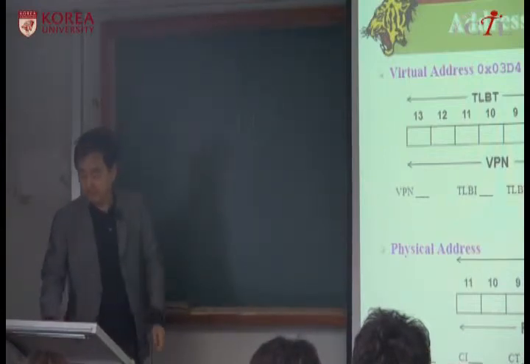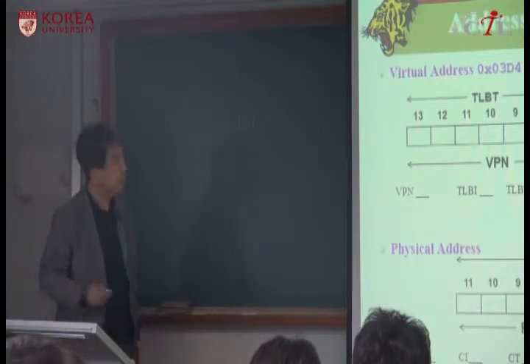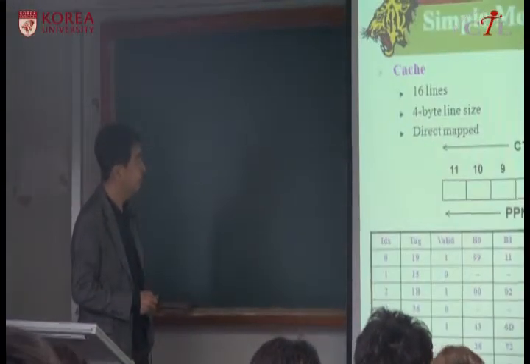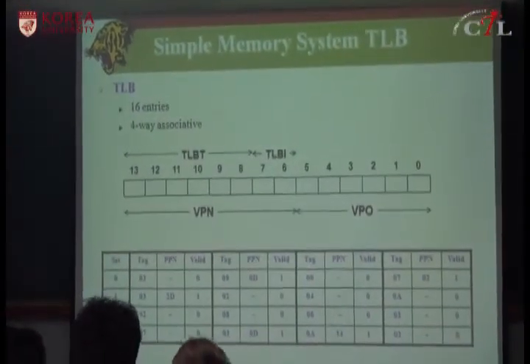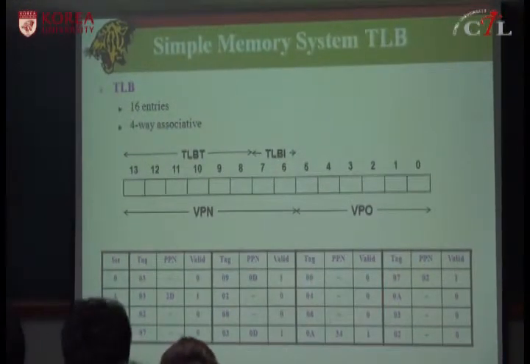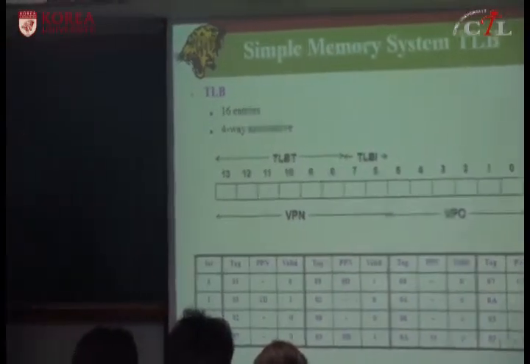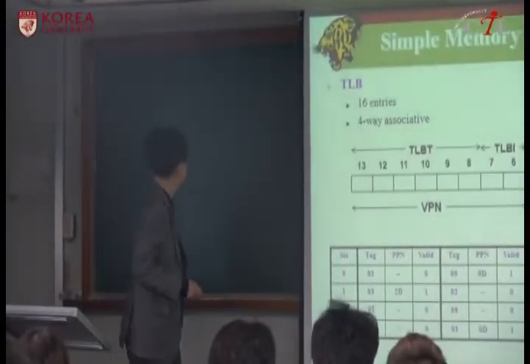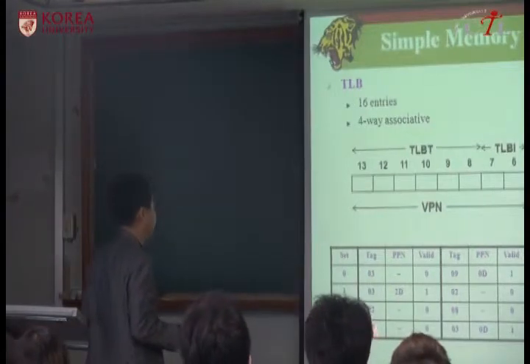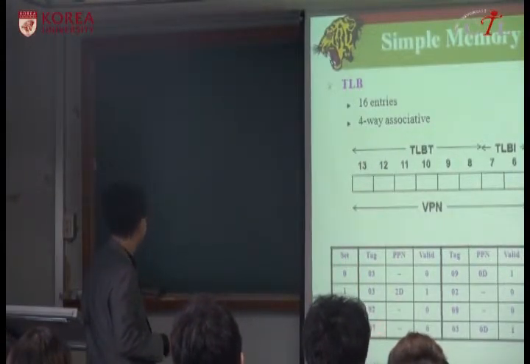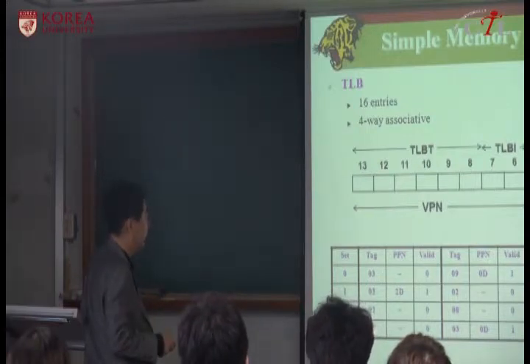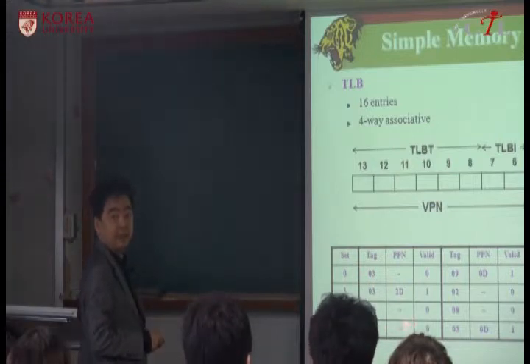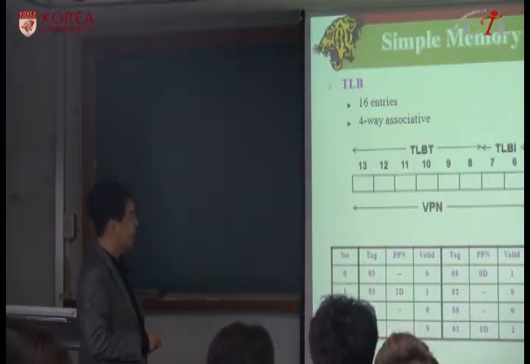Okay? And you have to look up TLB first. TLB index is 3. Okay? Index is 3. That's right. And tag is 7. It's valid. But tag is here another 3. Right? So tag mismatch. Right? Index 3.